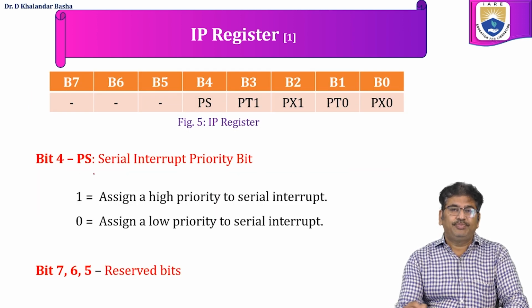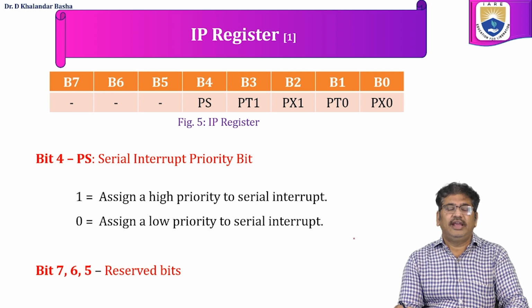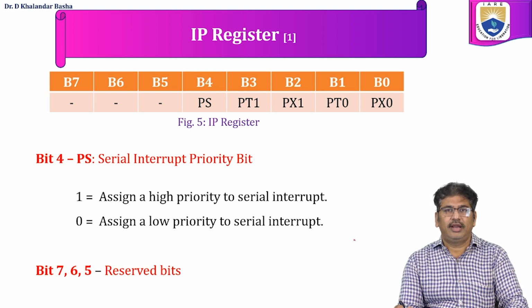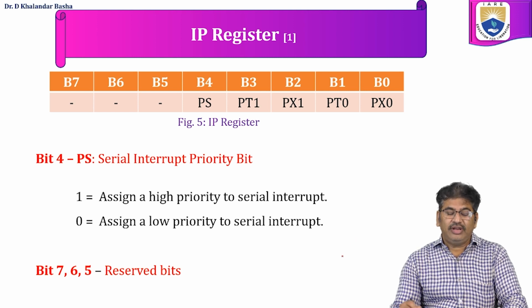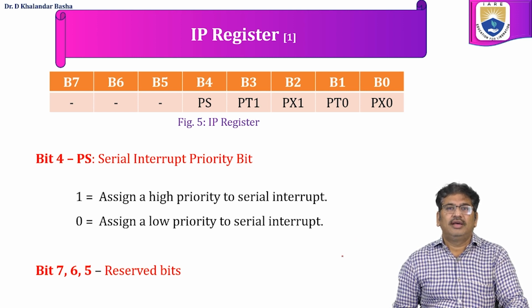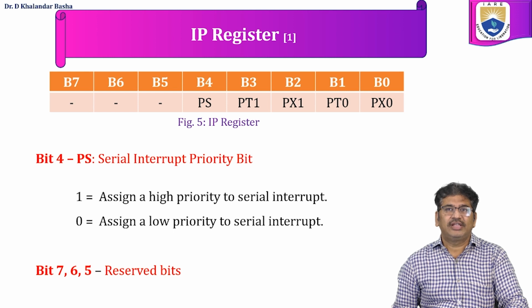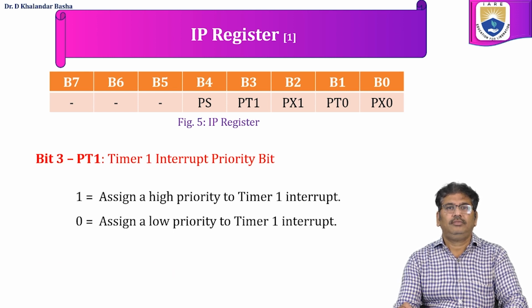Bit 4, which is PS, is the serial interrupt priority bit. If we configure the PS bit as 1, it will assign a high priority to the serial interrupt. If the PS bit is equal to 0, it will assign a low priority to the serial interrupt. Bit 7, bit 6, bit 5 are reserved bits. They do not have any significance corresponding to the priority.